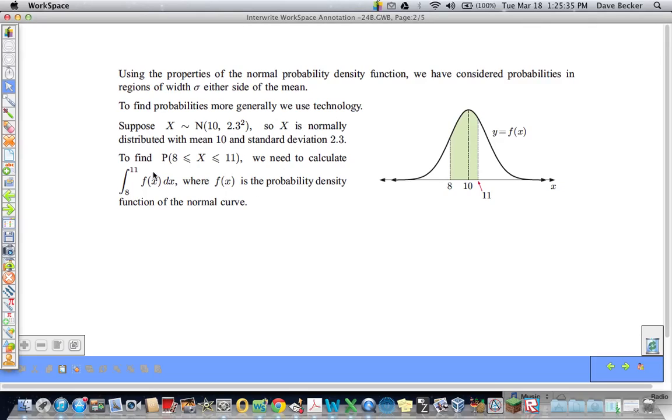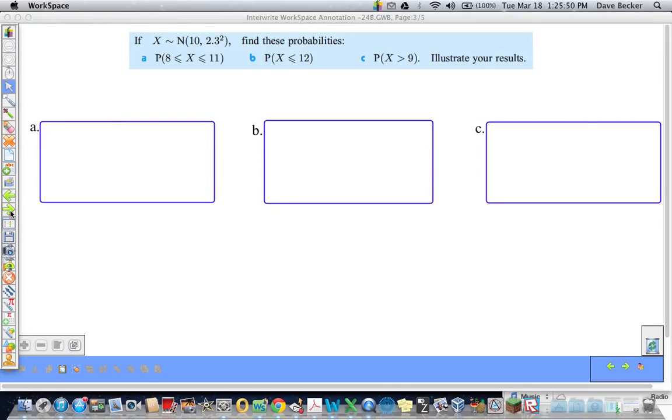Okay, so here they're saying let's find the probability that the random variable x lies between 8 and 11, and we could take that integral to find it. Luckily, we don't have to take that integral. We are going to use technology to do that because of the nastiness of the probability density function. So let's get to it, shall we?